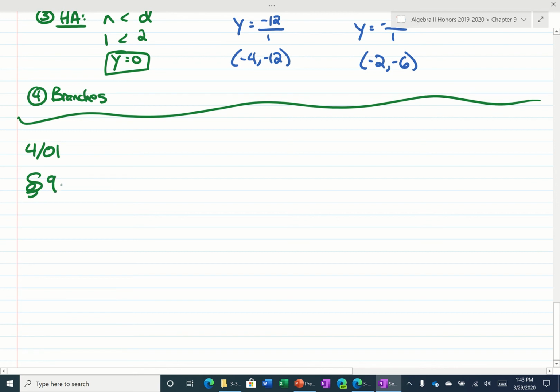Today's going to be section 9.1. We're going to be graphing rational functions. Call this day 2.